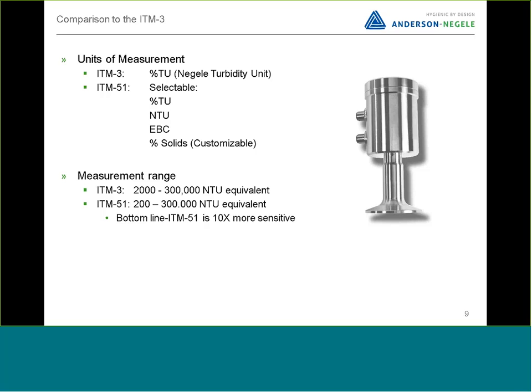From a measurement range, so just overall, what can this device do? The ITM3 would work from about 2,000 NTUs up to 300,000 NTU equivalent, whereas the ITM-51 now goes down to 200 NTUs up to 300,000 NTUs. So the maximum capability of the product has stayed the same, but the bottom end has gone 10 times more sensitive than the ITM-3.